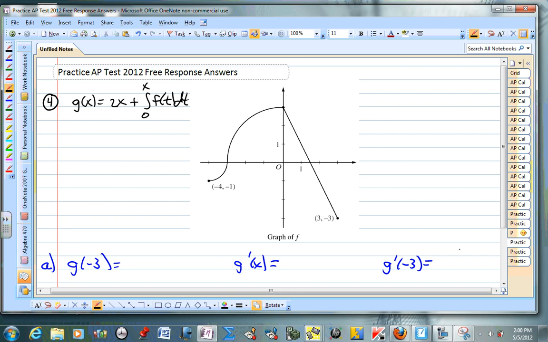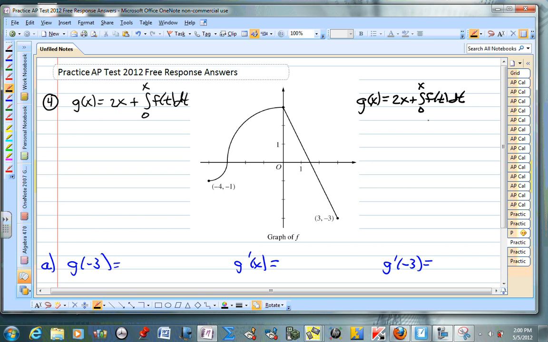So whenever we're given the graph of one function, and we're asked questions about another function that's not shown in the graph, we should make a little legend to keep our thoughts straight. So we'll start by writing down g of x as it's defined. g of x is 2x plus the integral from 0 to x of f of t dt.